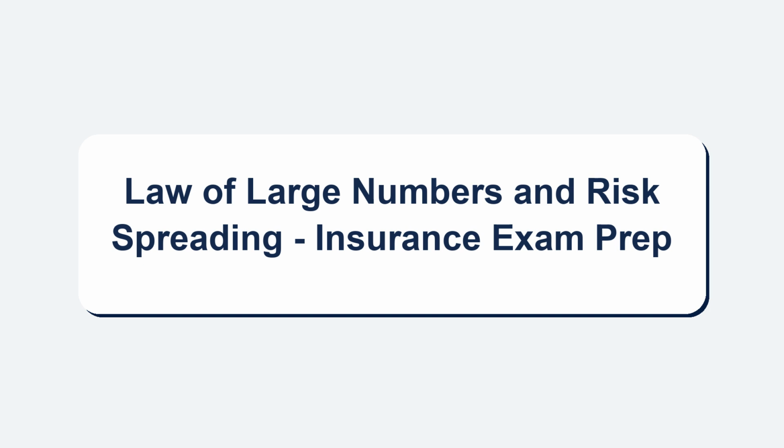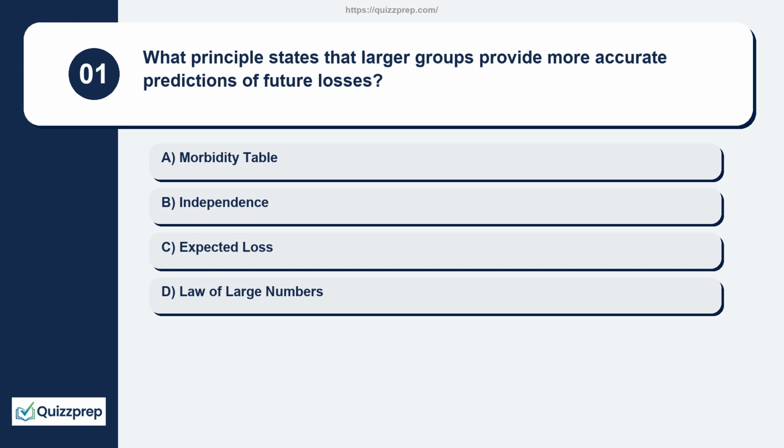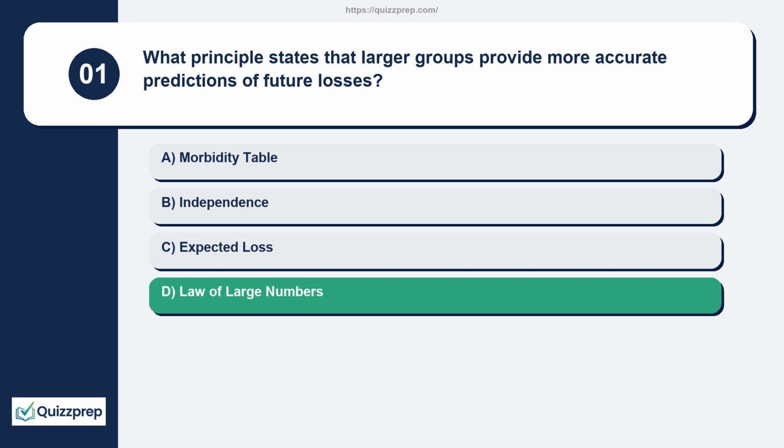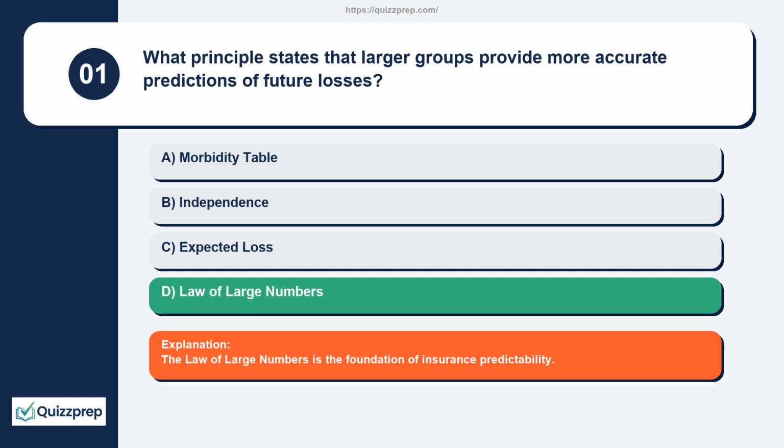Law of large numbers and risk spreading insurance exam prep. Question 1. What principle states that larger groups provide more accurate predictions of future losses? Morbidity table. Independence. Expected loss. Law of large numbers. The law of large numbers is the foundation of insurance predictability.